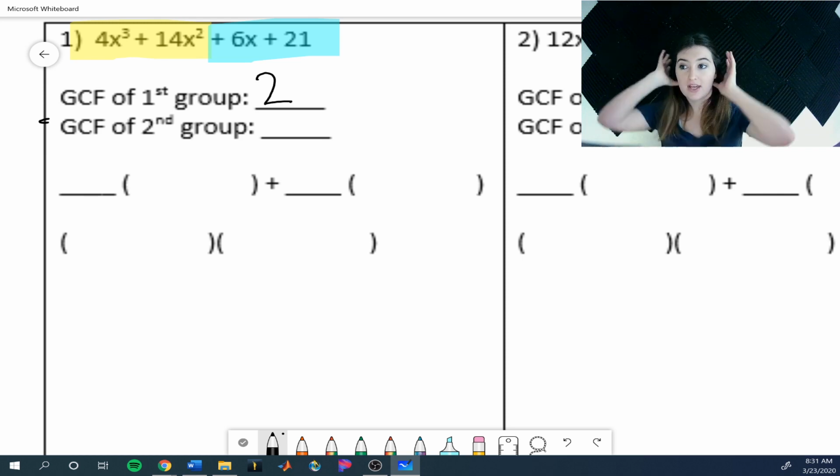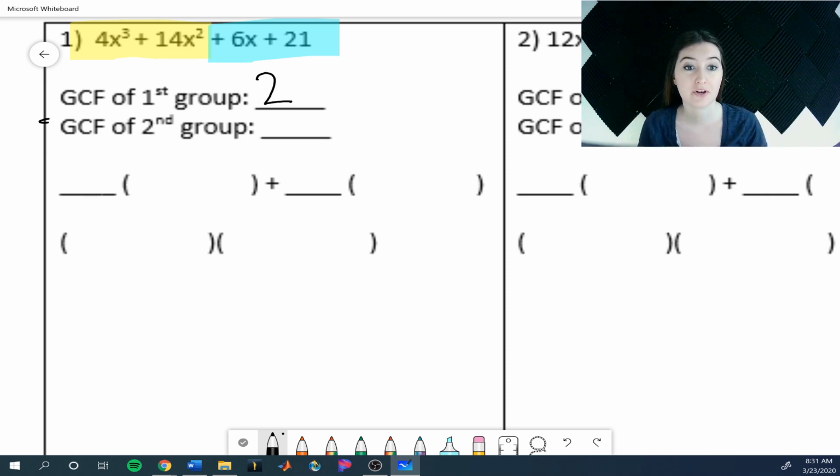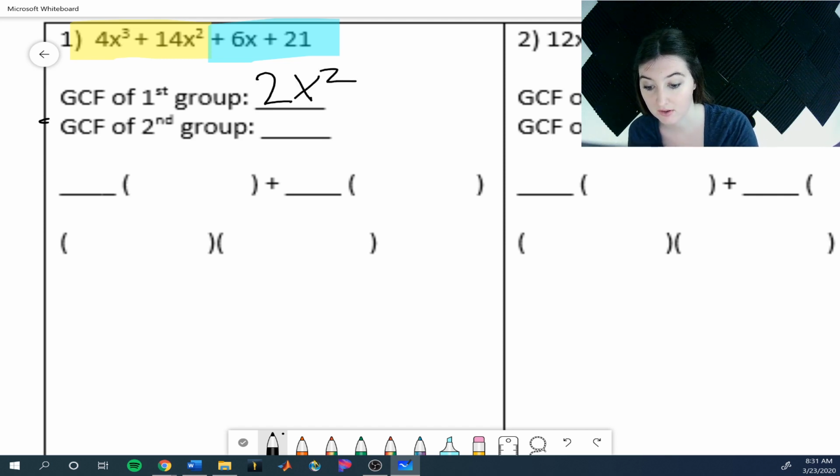Now I've got to look at my variables. I have x cubed and x squared. What do they both have? They both have x squared. Okay, they both have 2 x's, so they both have x squared.